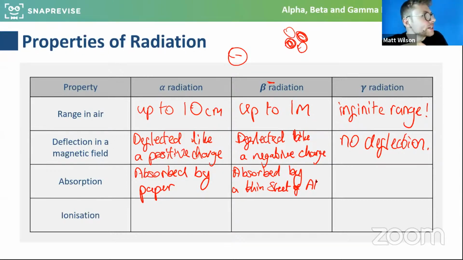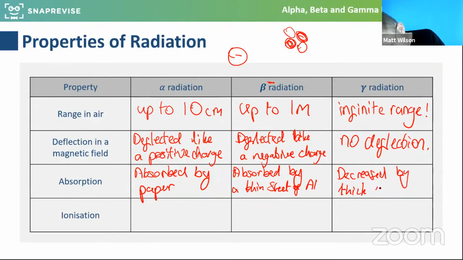And gamma radiation, it's harder. Again, just like how it doesn't ever really die in air, it's hard to properly block gamma radiation, but you can certainly decrease it by putting a load of thick lead in the way. So it's the hardest to block out. So just decreased by thick lead. So gamma is really hard to deal with in this sense.